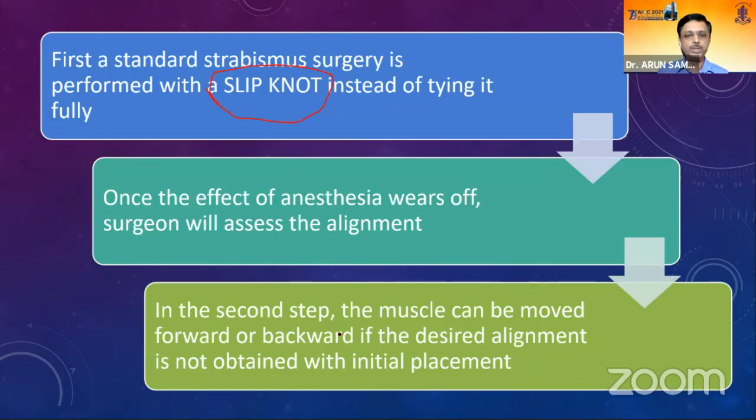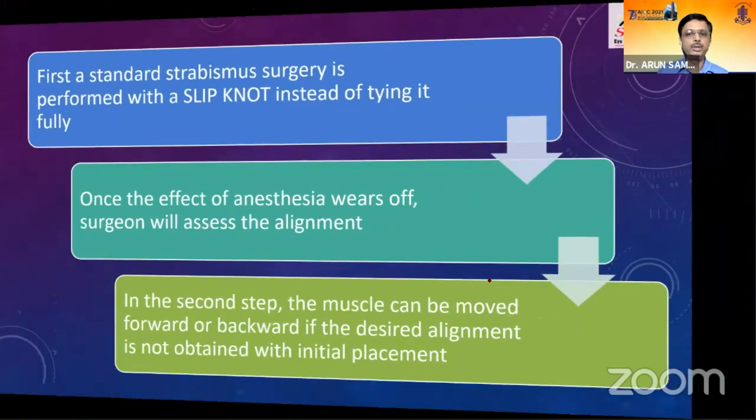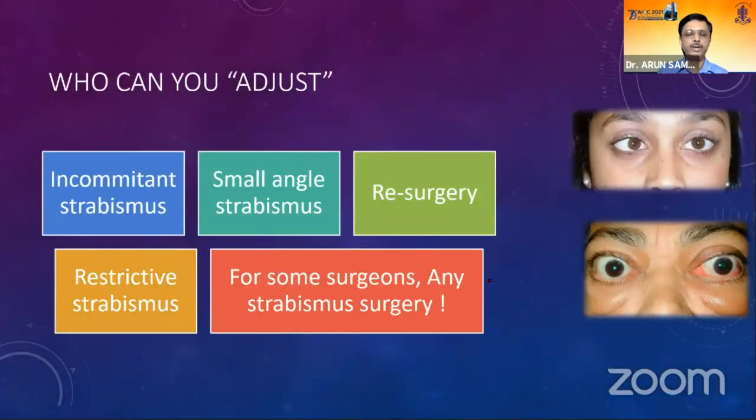Then again, you check the movements, you do a cover test and see how the alignment is, whether it is as per your plan. If it is as per your plan, you just tie the knot. Otherwise, you can adjust it. You can move the muscle either forward or backward so that you get a good alignment.